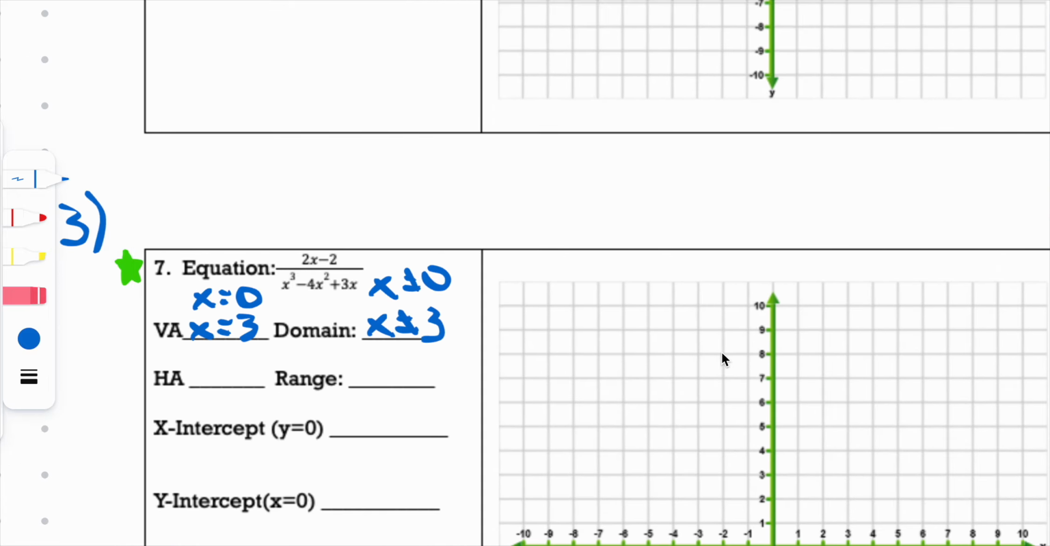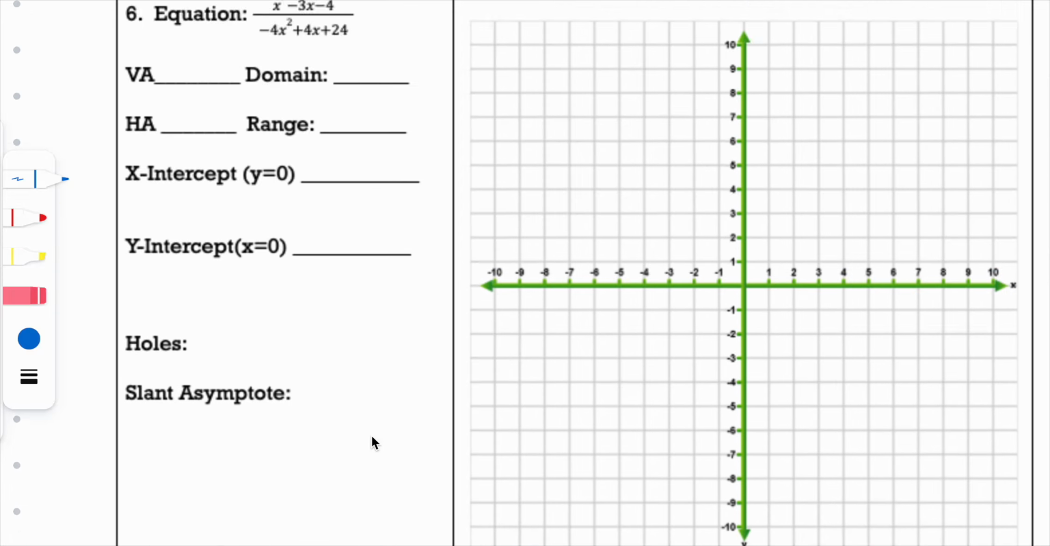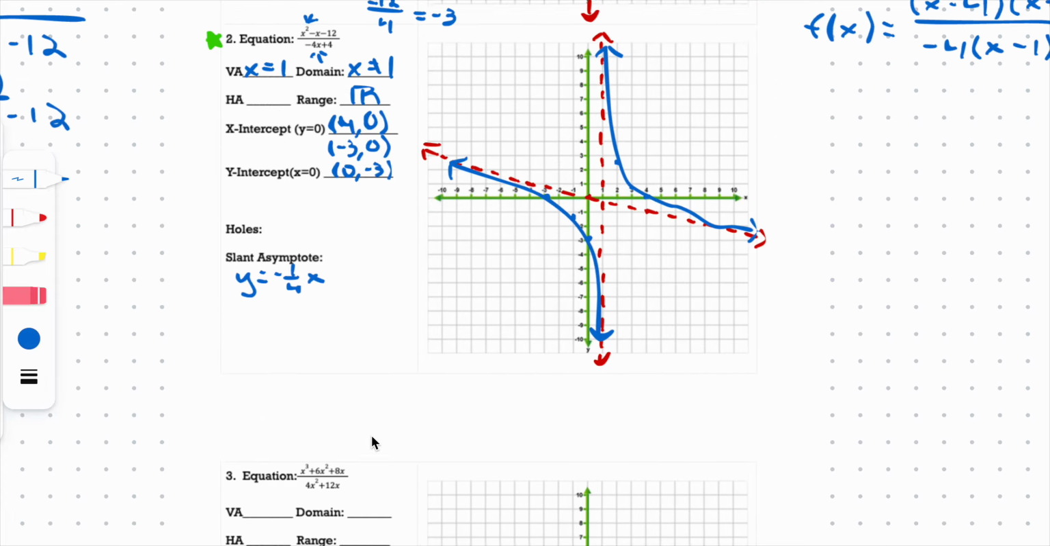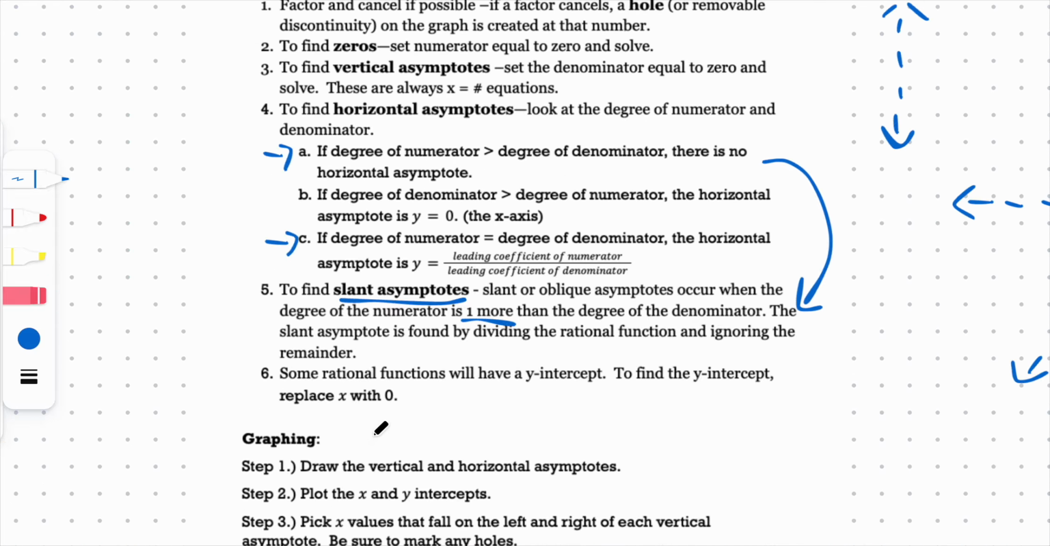So let's look, what's the degree of our numerator? It's going to be 1, right? We have x to the first. What's the degree of our denominator? X to the third. So the degree of our denominator is greater than that of the numerator. So let's scroll back up here and see what case that elicits. Well, that's going to be case B.